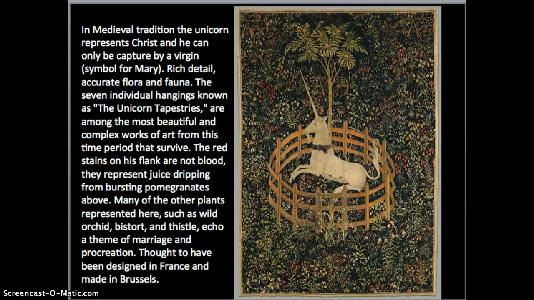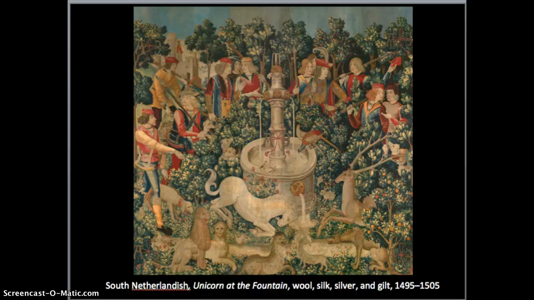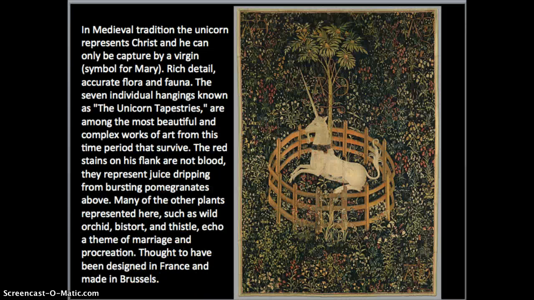I wanted to talk a little bit about the formal aspects of the tapestries. There's a lot of rich detail. The medium includes wool, silver, silk, and gilt. That's gilded thread, thread that's wrapped in precious metals. The flora and fauna is accurate. These might look like puncture wounds on the unicorn, but he was not actually punctured. They're from the pomegranate trees, bursting with juice. So all of the different plant life around has a representation and a meaning.